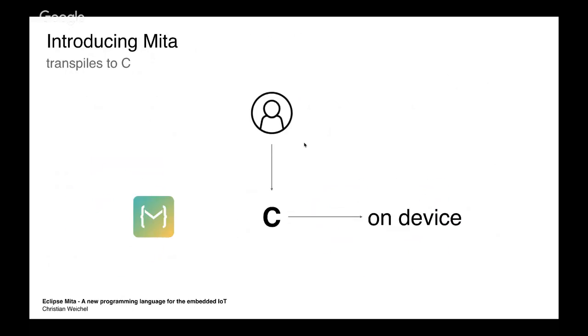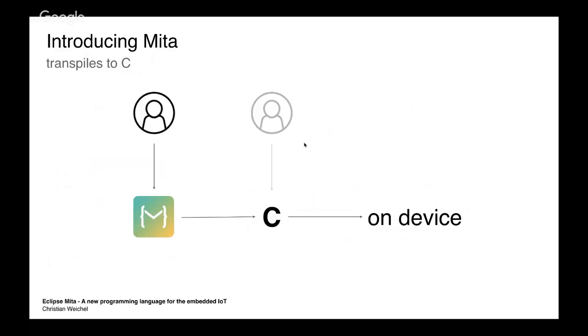So let's look at Mita. What does Mita do? Until now, we wrote mostly C code, compiled that, and flashed that on the device. With Mita, what happens is we write Mita code, which in turn compiles or transpiles to C, and we flash that on the device. And this is an approach that we have seen a lot happening in the web world, where, for example, TypeScript transpiles to JavaScript, which then runs in your browser.